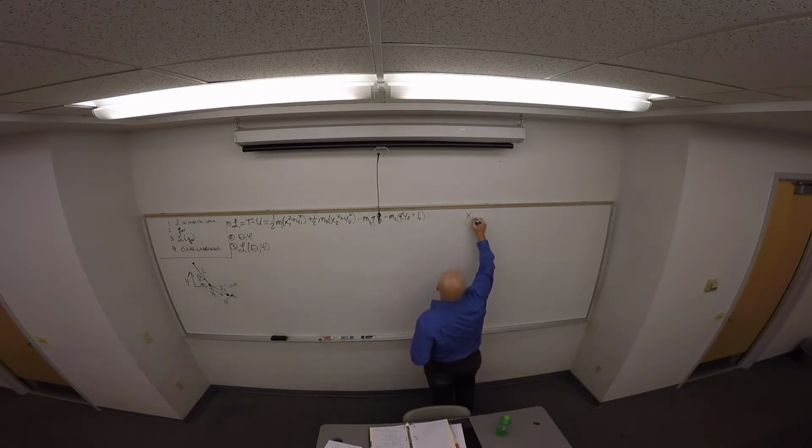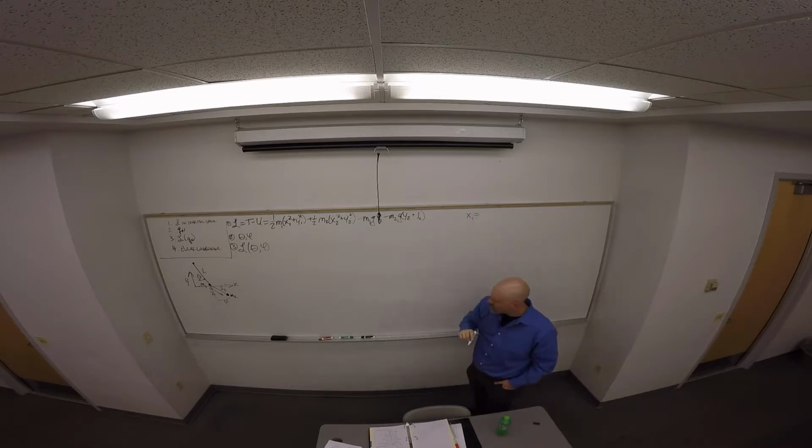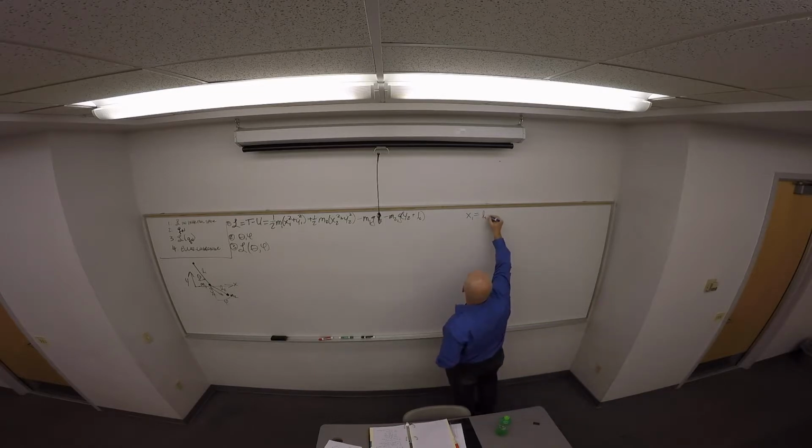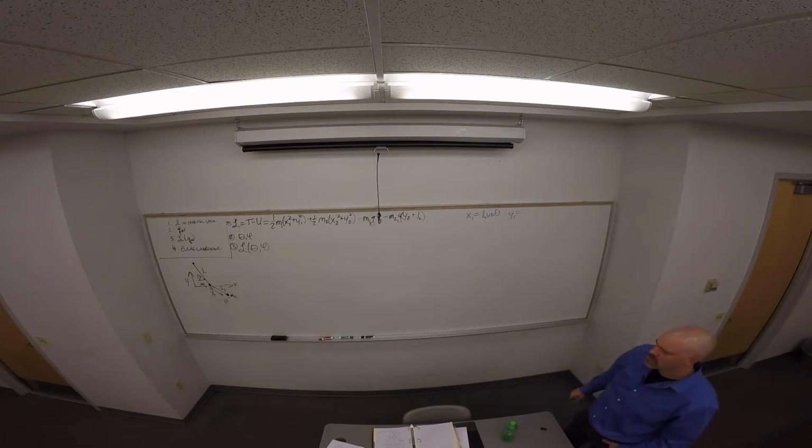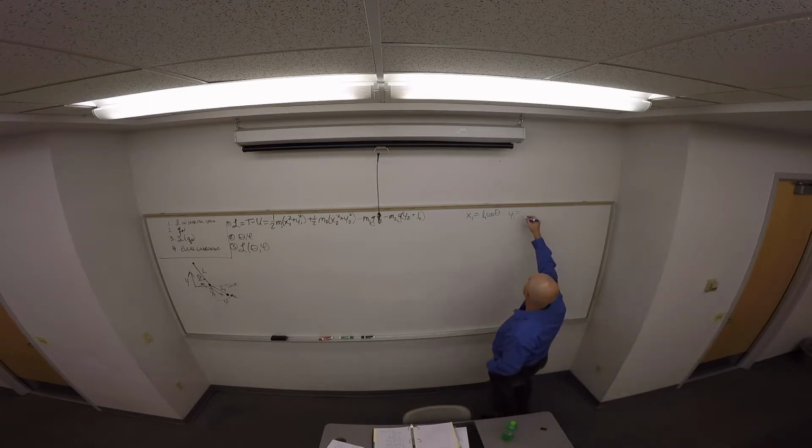So, x of particle 1. What's the x location of particle 1 going to be? L1 sine theta. And what's its y position going to be? L1 cosine theta. 1 minus cosine theta? It's 1 minus cosine theta, the way I've defined it, right? Yes. L1 (1 minus cosine theta).